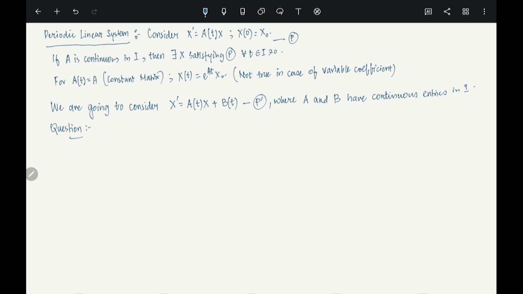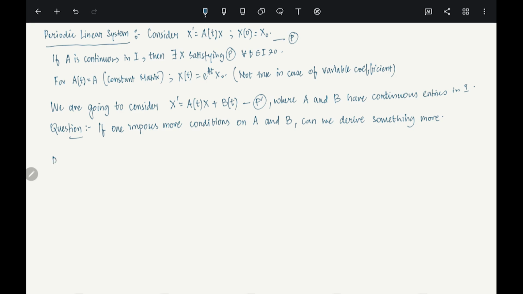But if one imposes more conditions on A and B, can we derive something more? What I'm trying to say is, can we say something more about the solution if we put more conditions on the coefficients? Of course we hope that if we put some nicer conditions on A of t and b of t, then the solution will also reflect that generosity. So we are going to look at linear systems which are periodic. I'm going to explain what all of this means.